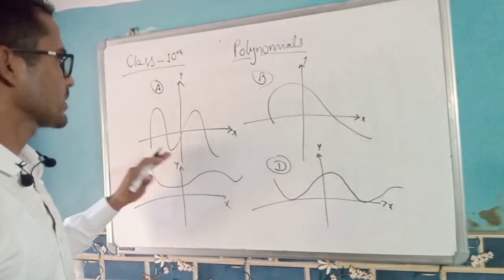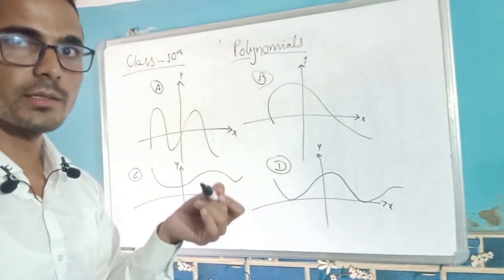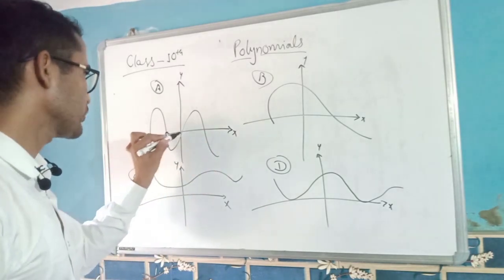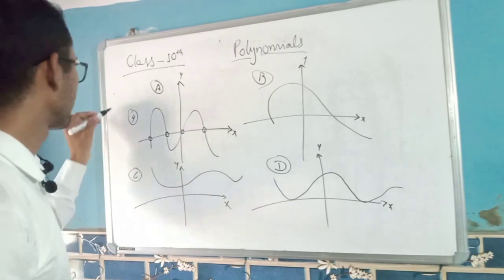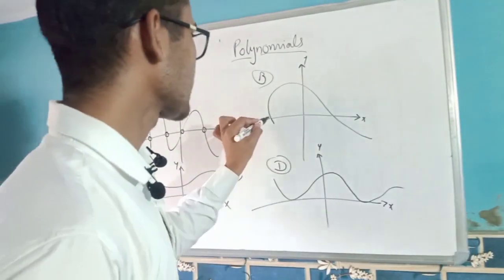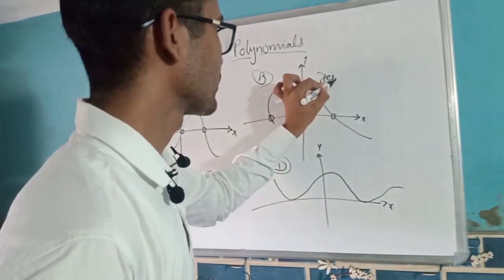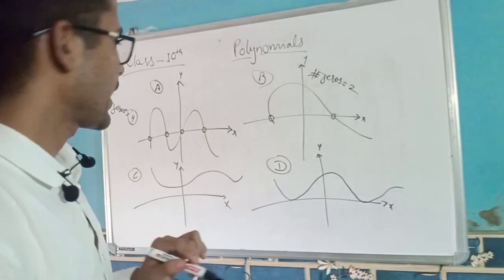Okay, so this graph you can see cuts the x-axis. Remember the number of zeros are the points of intersection a curve has with x-axis. So 1, 2, 3, 4. So it has 4 zeros. How many zeros? 4, right? What about this? This curve intersects x-axis at 2 points. Okay, so it will have 2 zeros. Okay. And what about this?